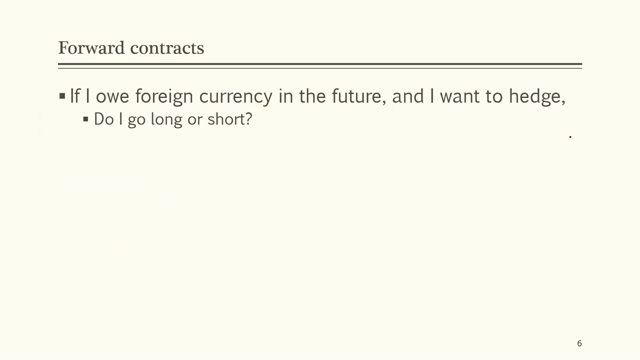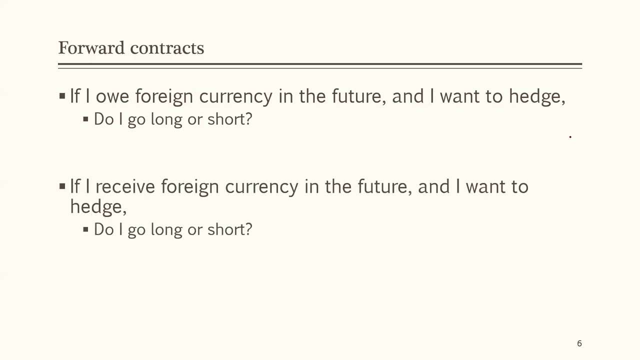So this is something you need to understand for your assignment as well, okay? So in terms of the assignment, this is particularly relevant, okay? So depending on which homework set you have, you either would be answering question one or question two, okay? So in question one, if I owe a foreign currency in the future, and if I want to hedge, do I want to go long or do I want to go short, okay? In the second question, if I expect to receive money from my foreign partner in the future and I want to hedge this exposure, do I go long or do I go short?